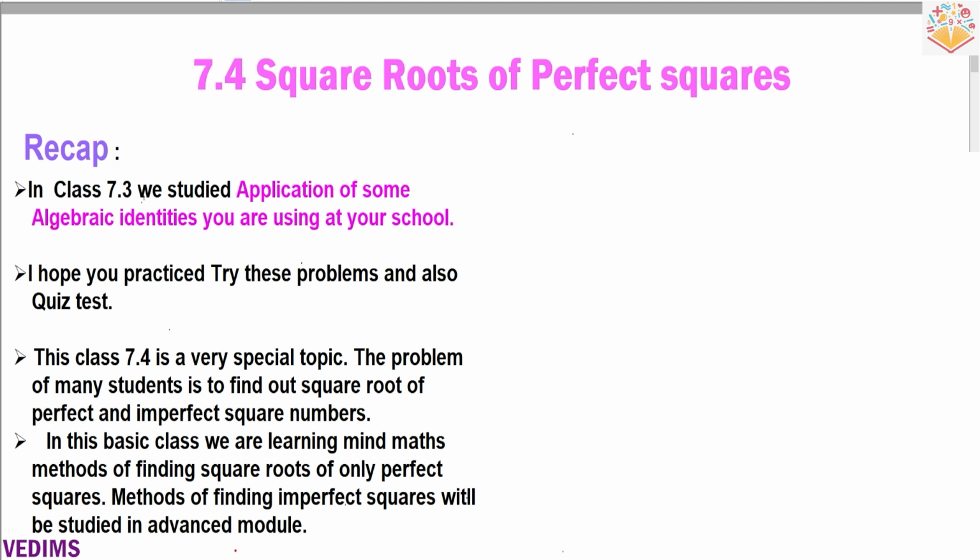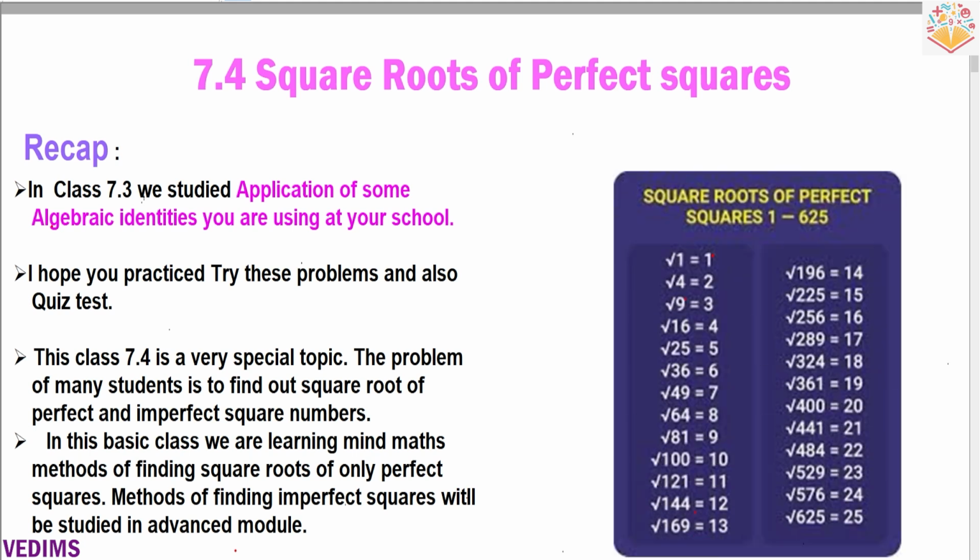The problem of many students is to find out the square root of perfect and imperfect square numbers. In this basic class, we are learning mind maths methods for finding square roots of only perfect squares. Methods of finding square roots of imperfect squares will be studied in the advanced model.